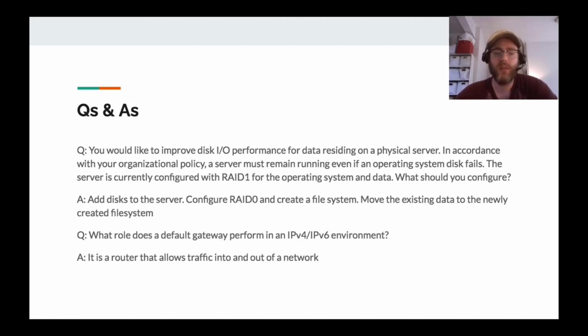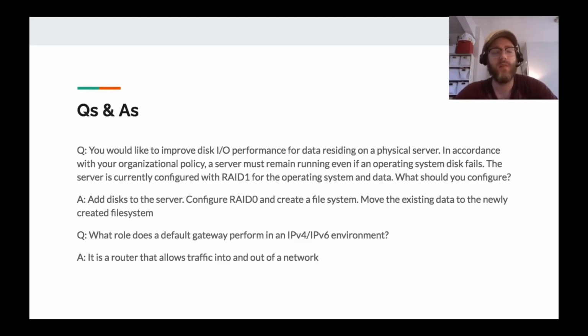You would like to improve disk I/O performance for data residing on a physical server. In accordance with your organizational policy, a server must remain running even if an operating system fails. The server is currently configured with RAID 1 for the operating system and data. What should you configure? So RAID 1 would be mirroring, like mirroring disks. So if you added this to the server and you configured RAID 0, that would be striping of data, so that would increase the performance.